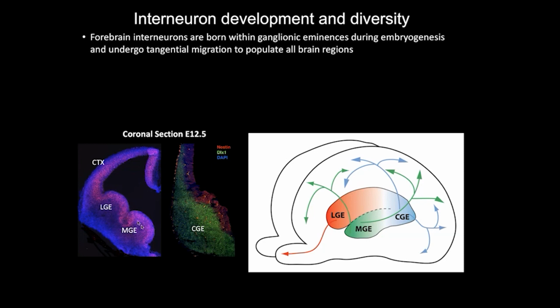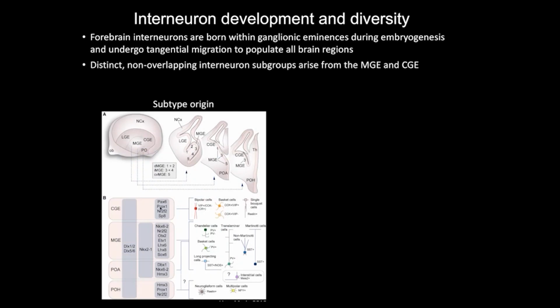So they're postmitotic, they're born down here. They then migrate up to the cortex and the hippocampus and the striatum. And so they undergo a prolonged refractory migration period to reach their destinations.